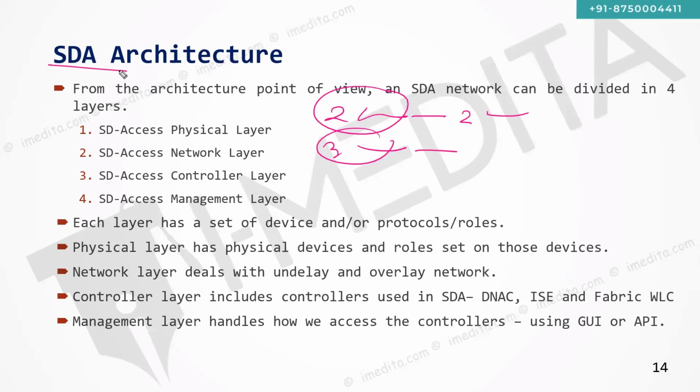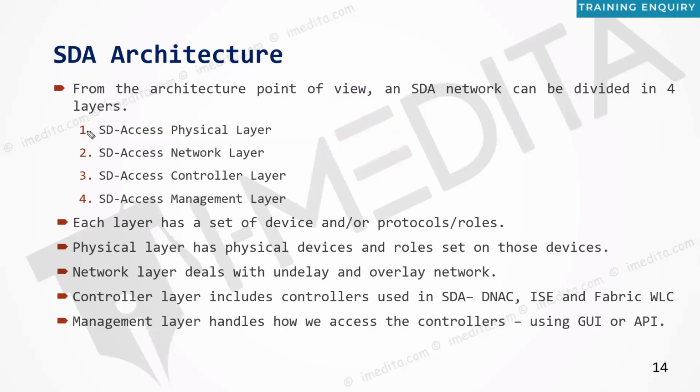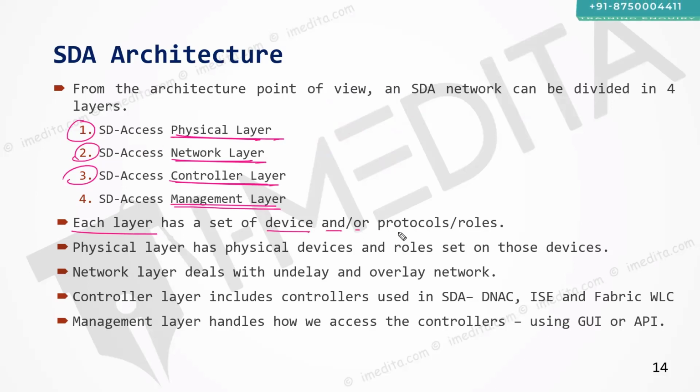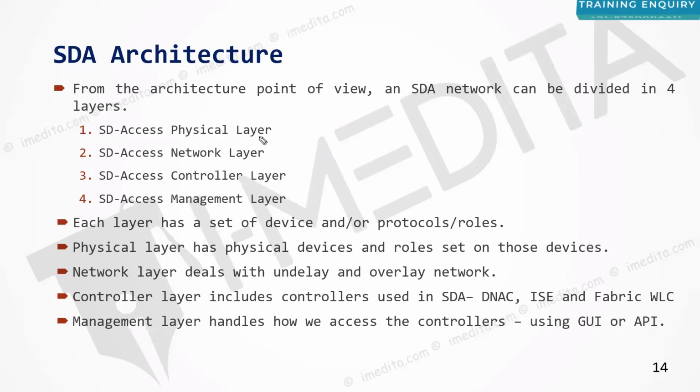So from the SDA design point of view, we have 4 layers. We have the physical layer, network layer, controller layer, and the management layer. Every layer has a set of devices and or protocols and roles. For example, the physical layer has physical devices, and we are going to set several roles onto those devices. What devices are the edge devices? What devices are the border devices? What devices are the intermediate devices?